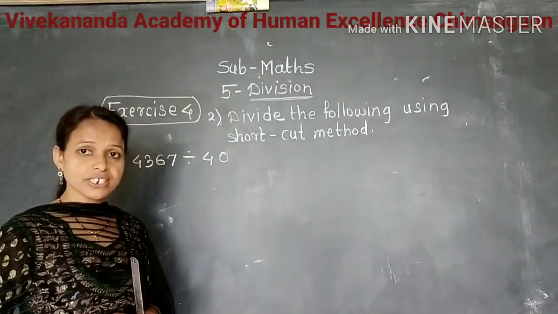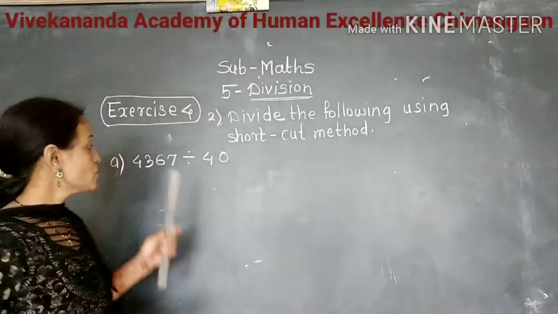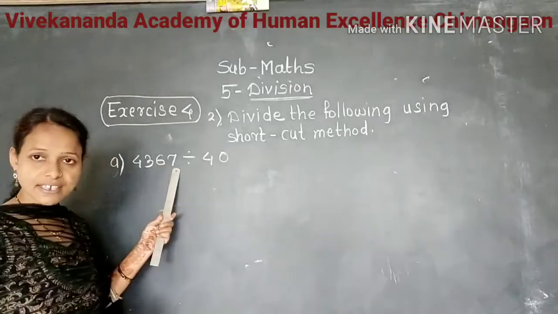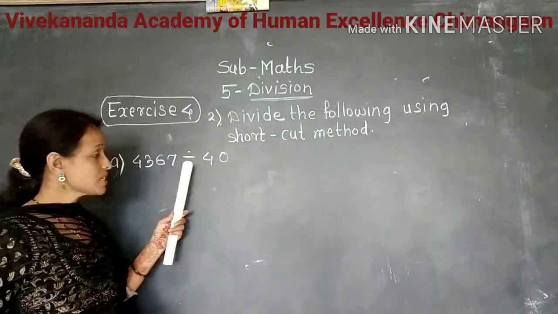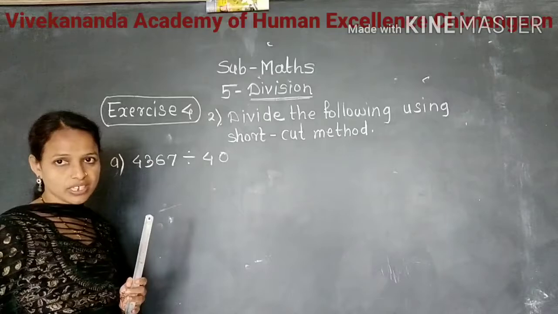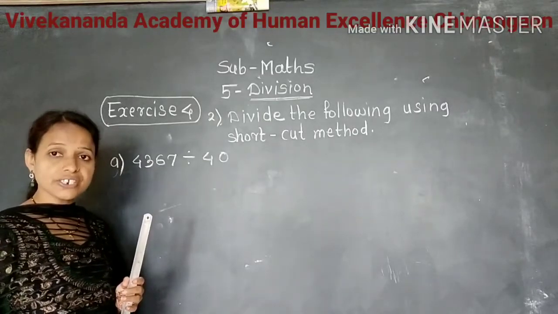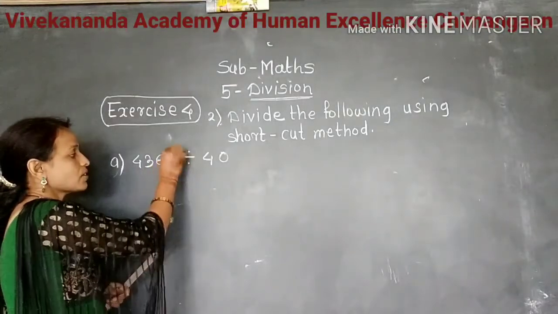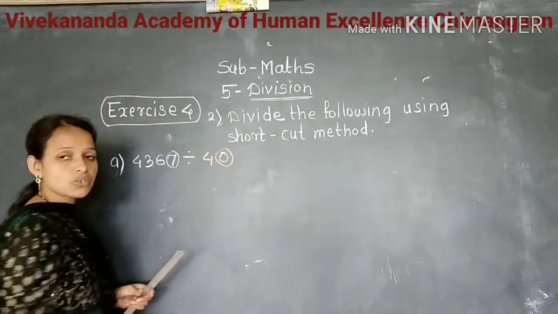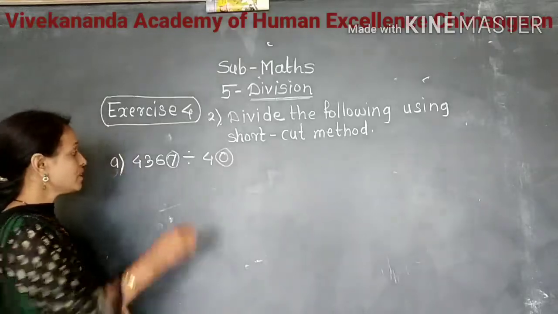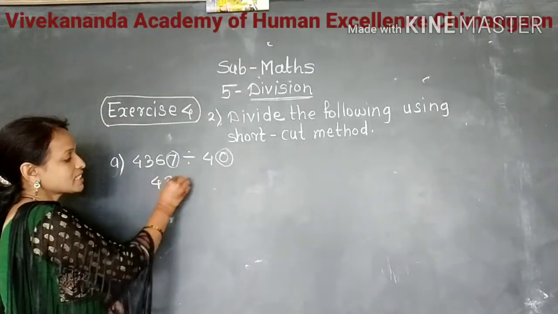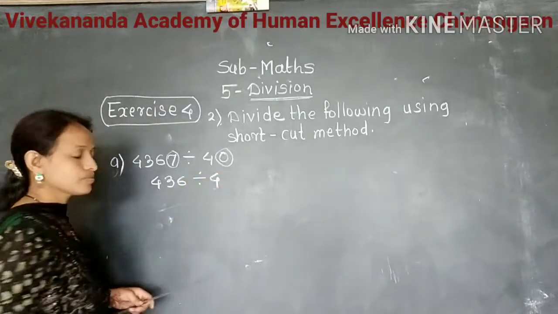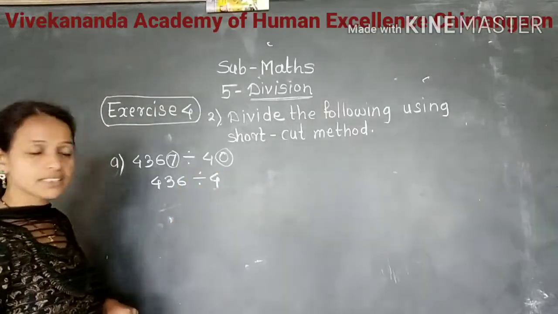4367 divided by 40. So what is our first step? Remove the ones digit from dividend and divisor. 4367 is the dividend and 40 is the divisor. So remove the ones digit from dividend and divisor. Here the ones digit is 7 and the ones digit is 0. So we remove them and get the new dividend 436 and the new divisor 4. Okay, now we will divide.